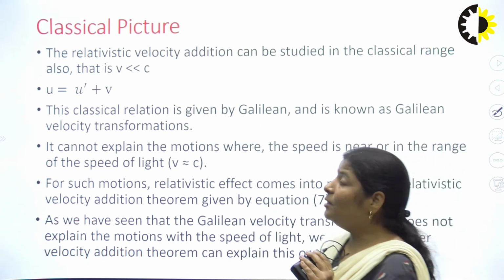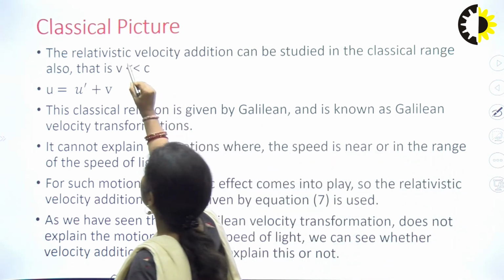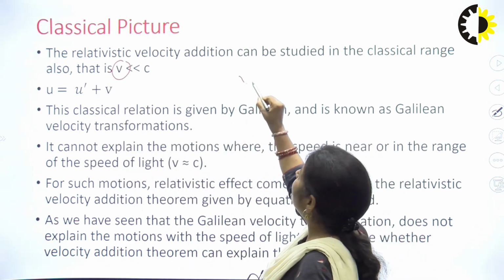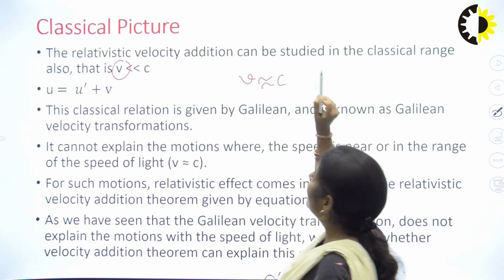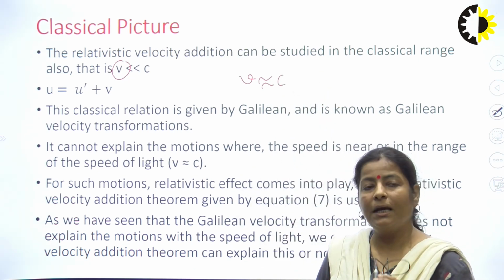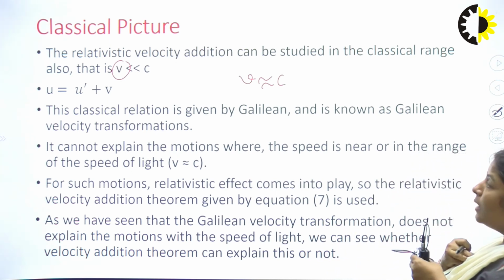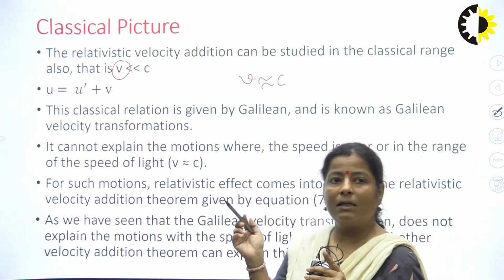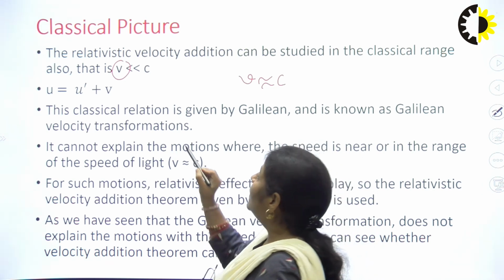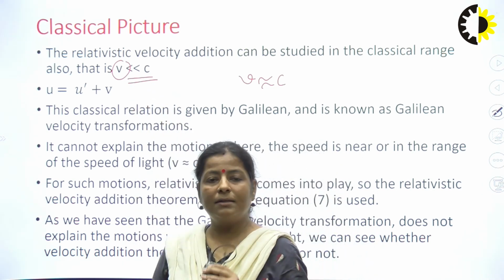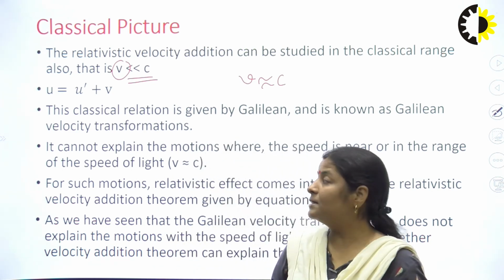If you remember, we had put a condition on this v in the starting. We had said that we will be working for this part, v is nearly equal to c. Now we say that working at this part, we can look at the classical picture also. So classical picture means where the velocity is much smaller than c. That is the classical picture.